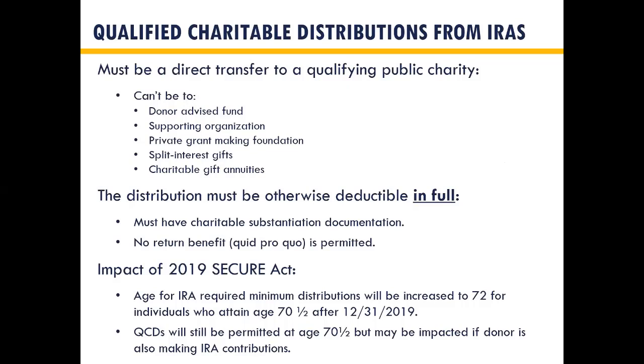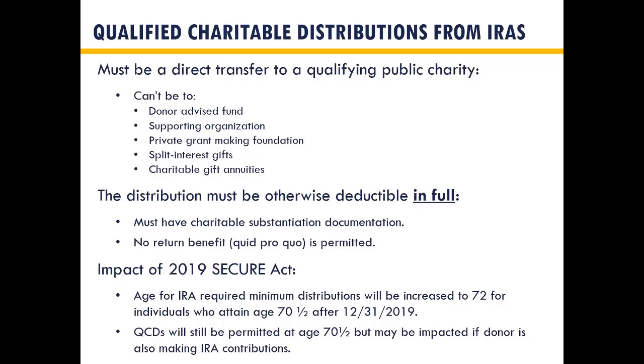Even though there is no charitable deduction permitted, the charitable substantiation rules still apply. So if you've got a donor that is giving you, or that you're getting a qualified charitable distribution from that donor, you still have to give them the substantiation back to them. And no return benefit is permitted.